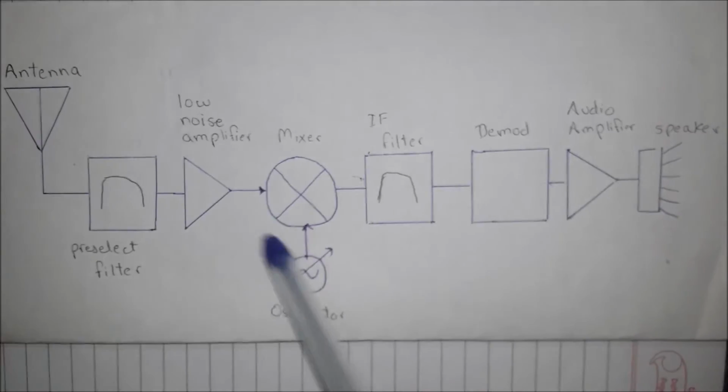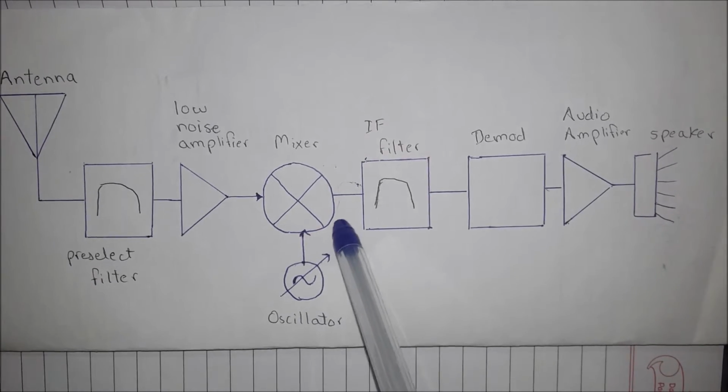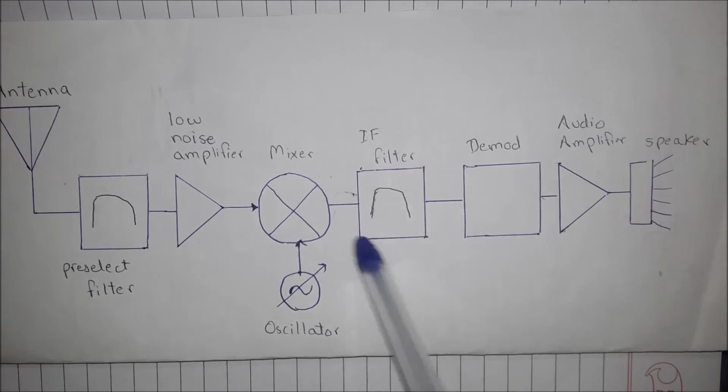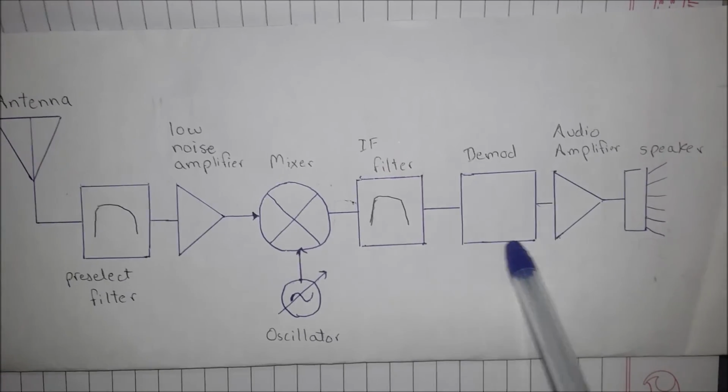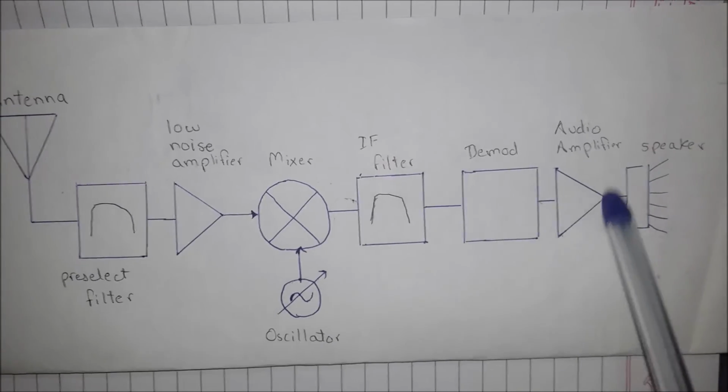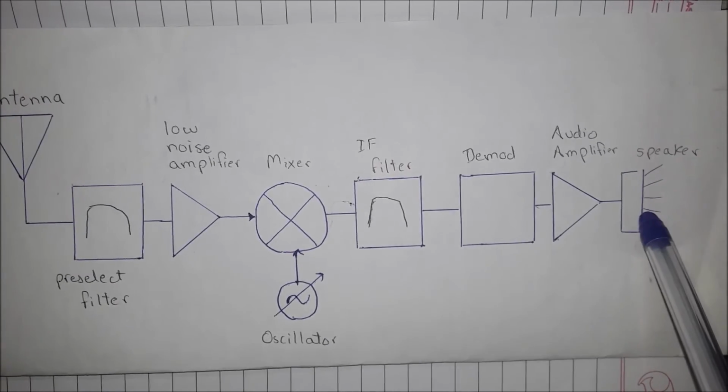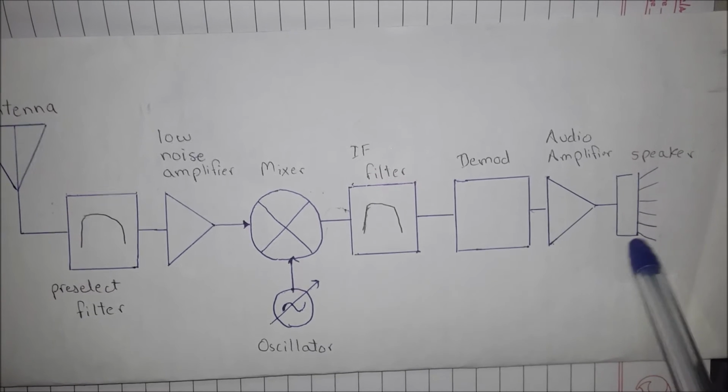The output of the mixer is what we call an intermediate frequency, and then we filter the required frequency. The demodulator turns the encoded information into audio. The audio then passes through the audio amplifier and then through the speaker.